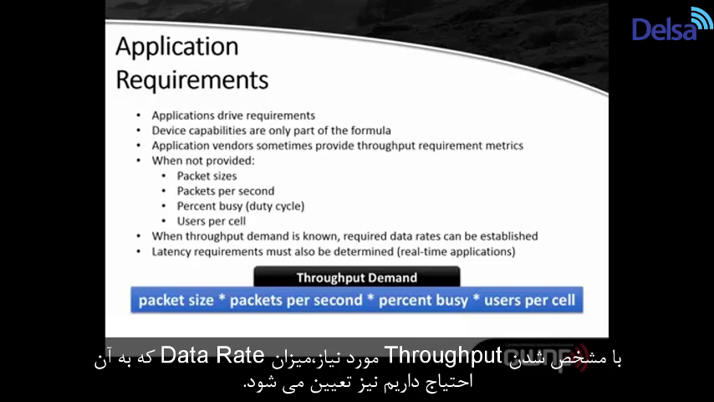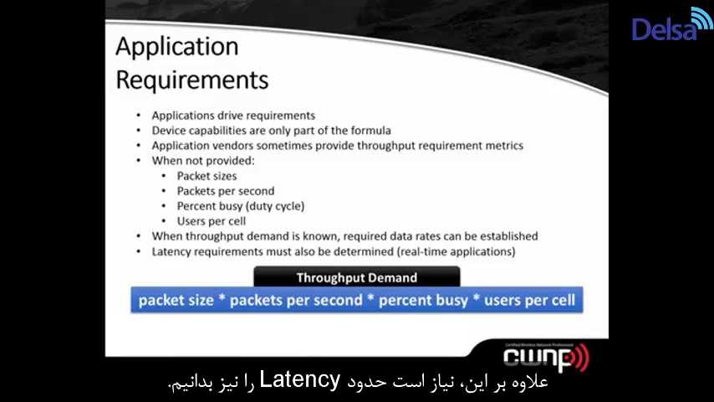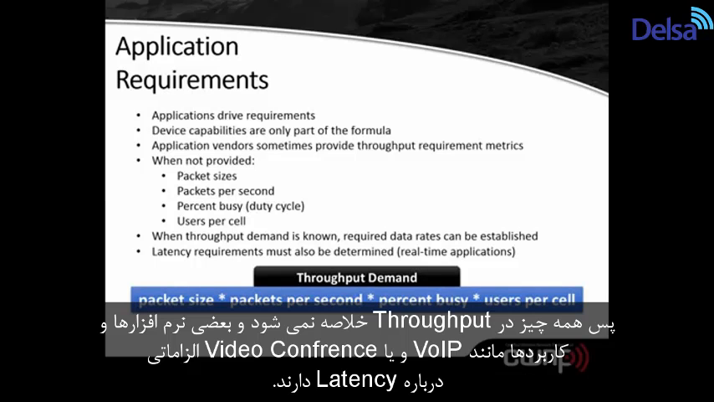Now, when the throughput demand is known, required data rates can be established. So whether we get this from the application vendor or we do it with our own calculations, only then can we determine the required data rates. In addition to this, we need to make sure we understand latency requirements. So it's not just about throughput. Some applications have, in addition, a latency requirement, particularly real-time applications like video conferencing and voice over IP.